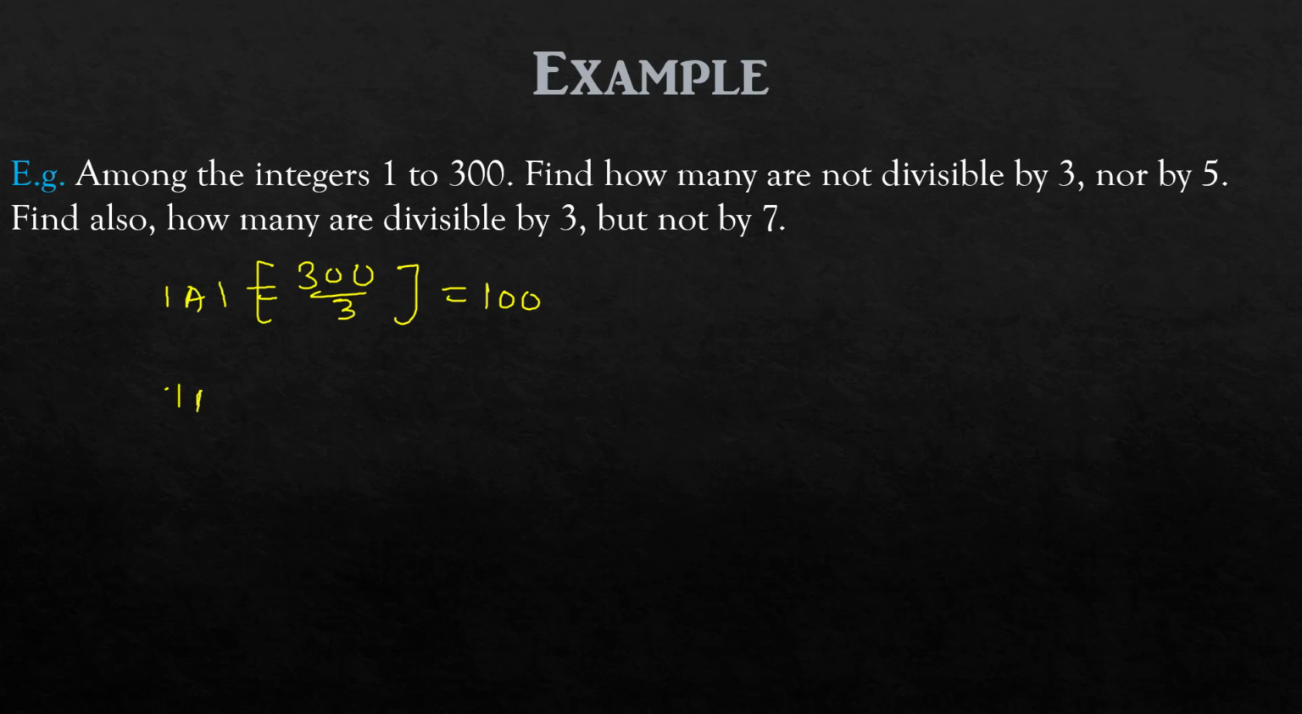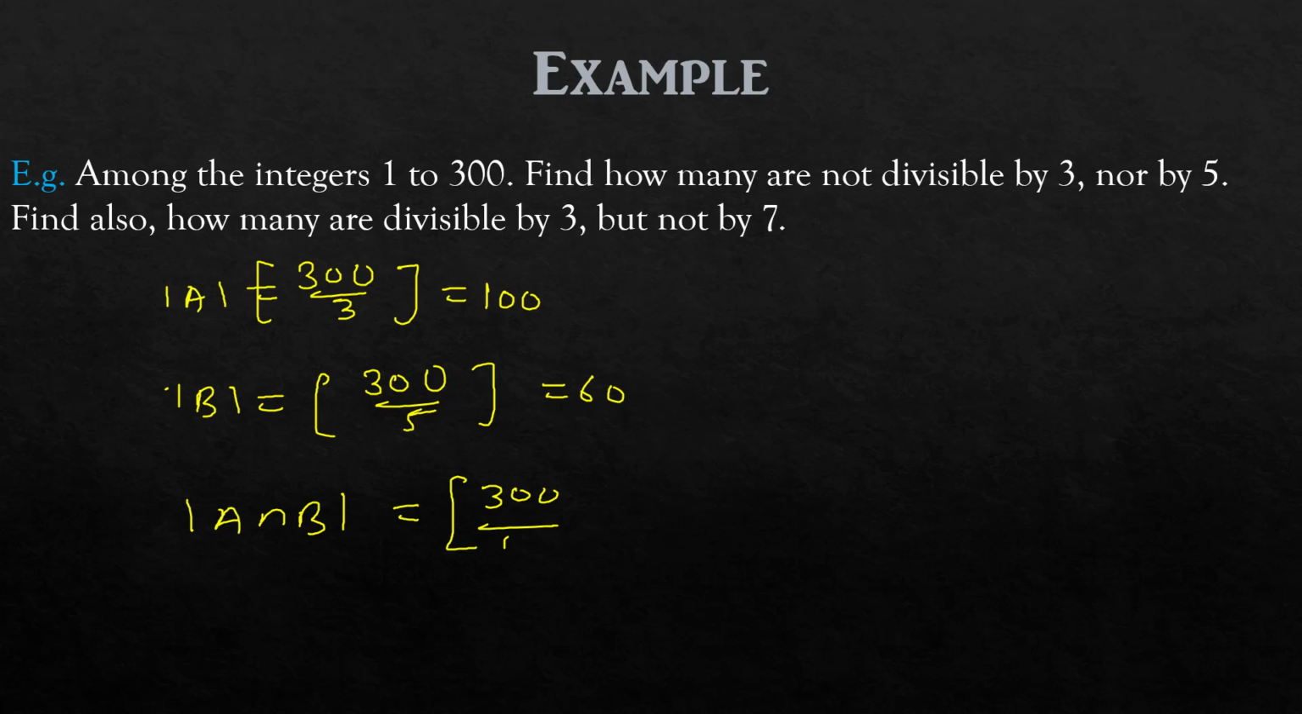Now number of B, which is divisible by what? B is divisible by 5, so we get 60. Then we have to find out A intersection B. If you have to find the intersection, then what is your set A? Divisible by 3, and what is B? Divisible by 5. So 3 fives are 15. So 300 divided by 15 we get 20.